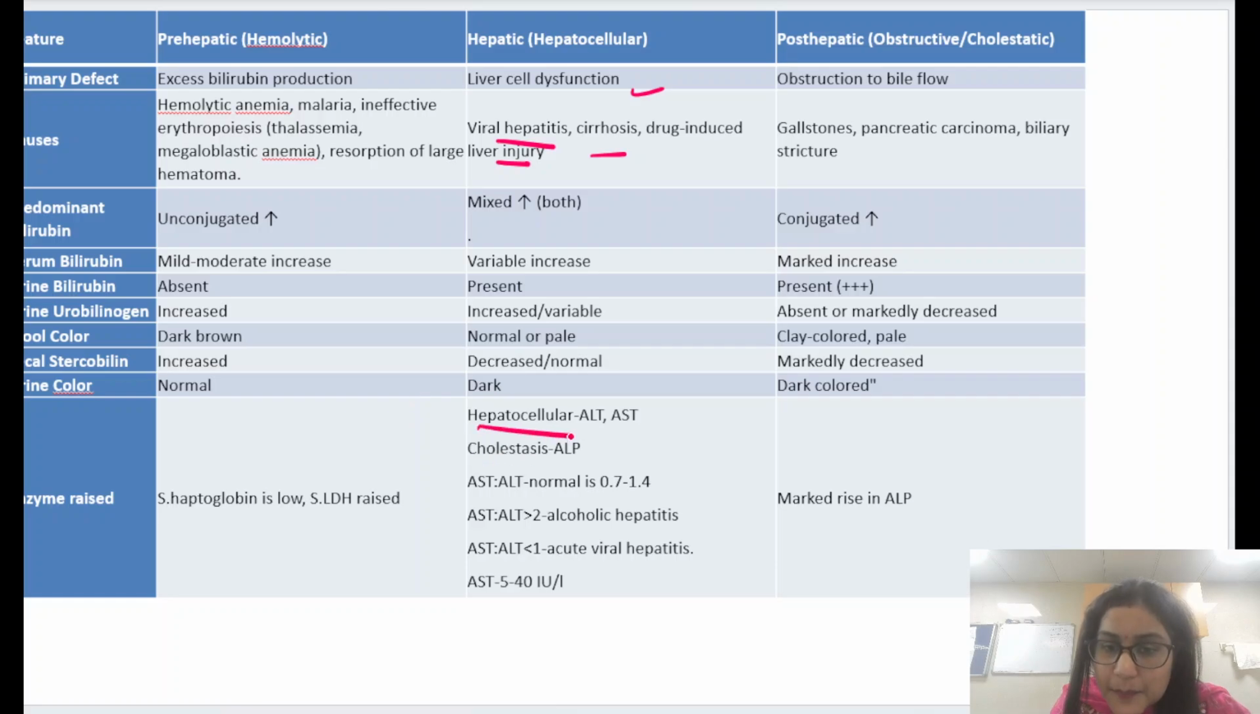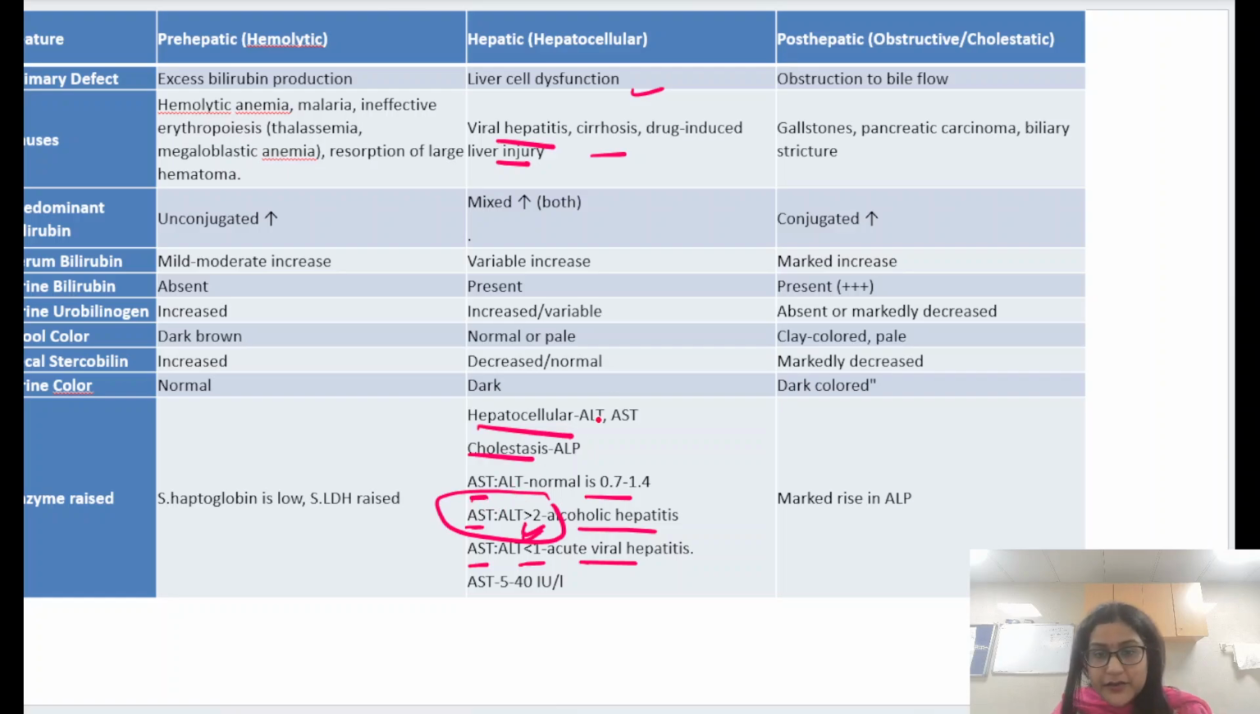Now, understand this pattern. Sometimes it is a very important pattern in the clinical histories which are given to you. Normal AST to ALT ratio is 0.7 to 1.4. When AST is more, that is the ratio is more than 2, it is suggestive of alcoholic hepatitis. But when the AST to ALT is less than 1, that is the ALT is more, you have acute viral hepatitis. So you remember only one thing: when the AST to ALT is more than 2, I am dealing with alcoholic hepatitis.